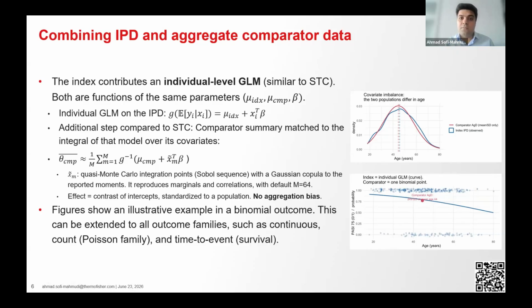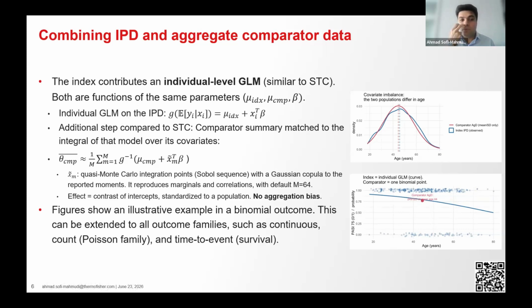Similar to STC, we can fit the GLM on the IPD data. And by the way, this example is for binomial, but it's extendable to all kinds of families, and we have done that in the package too. Just like STC, we fit an individual GLM on the IPD. Then the additional step compared to STC is that the comparator summary is matched to the integral of that model over its covariates.